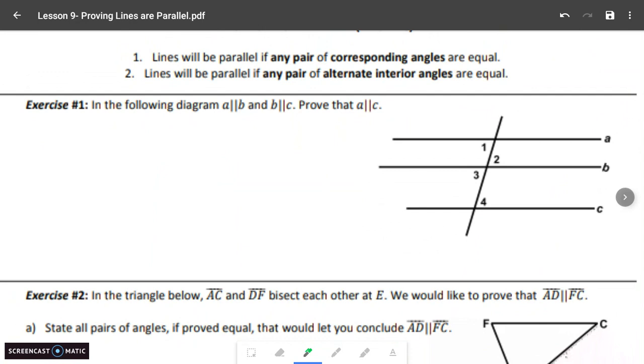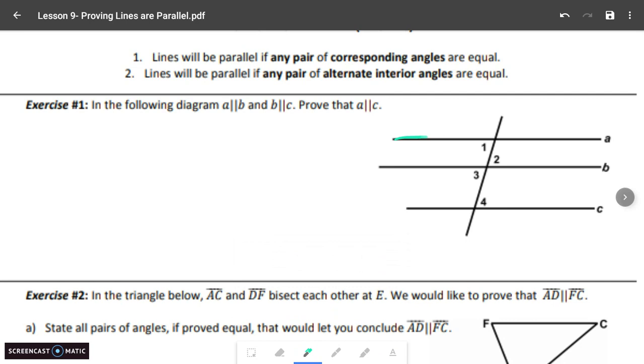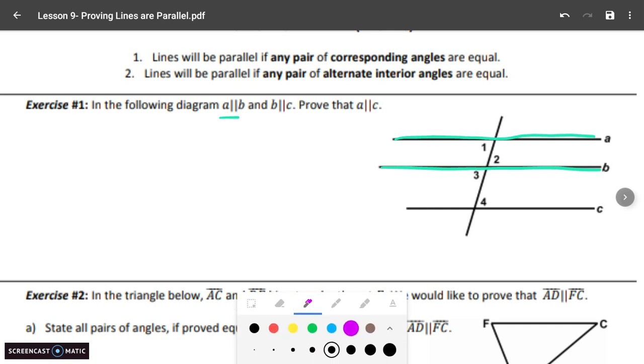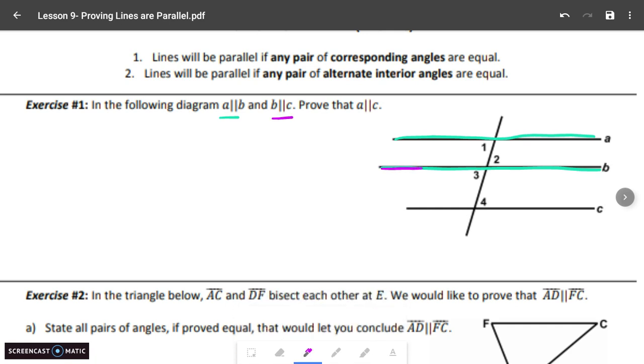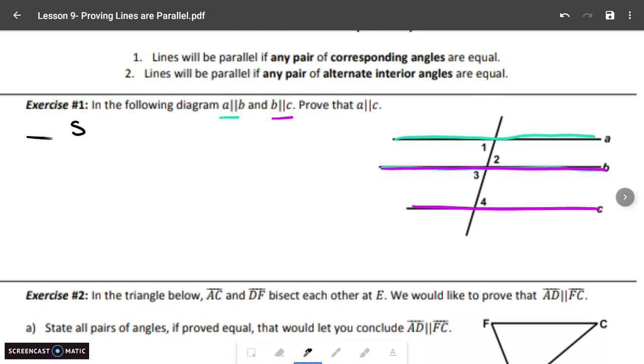So if I look at exercise 1, we're given that A is parallel to B. So I have that these two lines are parallel. And I'm also given that B is parallel to C, the lines. And our goal is to show that A is parallel to C. Now, it may be fairly obvious that if two lines are parallel to the same line, then they're probably parallel to each other. But we're going to go ahead and prove that here, so that way we can use that idea throughout the entirety of the course.